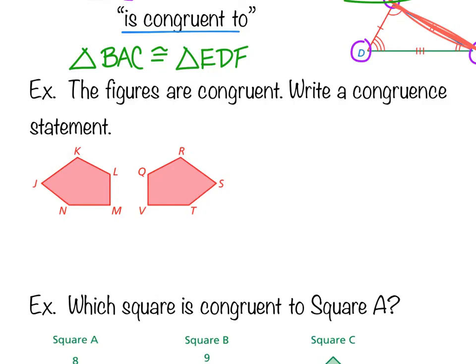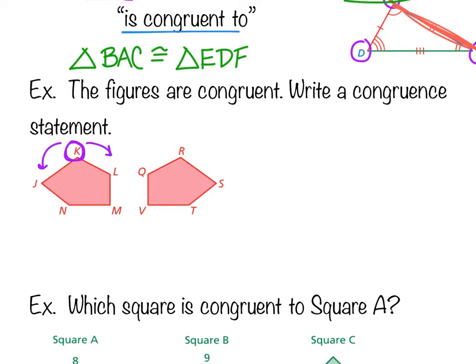So let's write a congruent statement for these pentagons here. I know they're pentagons because they have 5 sides. So let's look at the one on the left here. Pick any letter that you'd like to start at, any vertex you'd like to start at. I usually choose the top. And then once you choose that, you can either go clockwise or counterclockwise, but you cannot skip around.